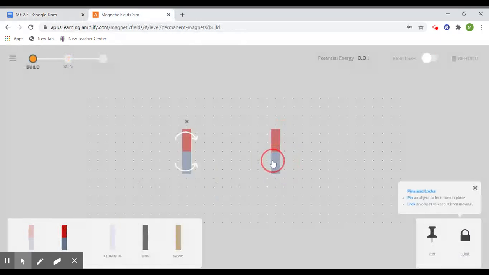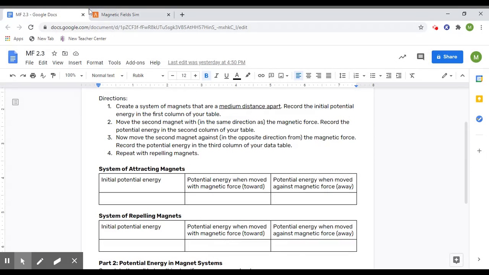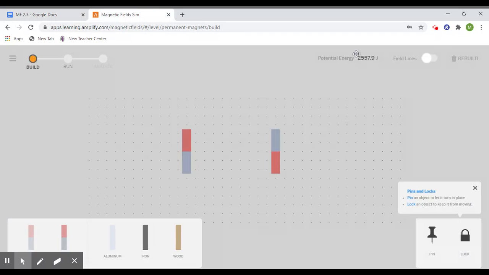So we know that attracting magnets are opposites. So I'm going to flip one around and a medium distance, something like this. And then we are going to record the initial potential energy. So I do want you to do this on your own. Yours will be different than mine, but my initial potential energy is right here.